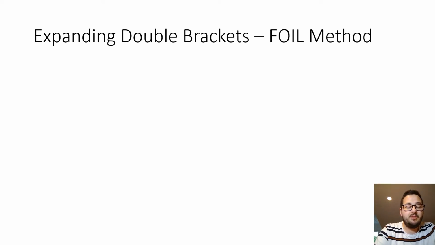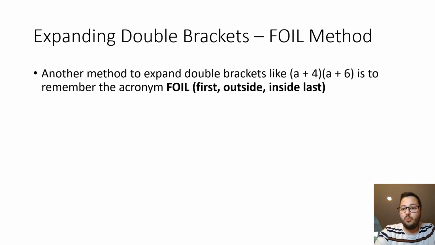Okay, method number 2, and this was the method I learned at school, and this is the FOIL method. So we're going to do the same thing, a plus 4 times a plus 6, and it's to remember the acronym FOIL, which is first, outside, inside, last.